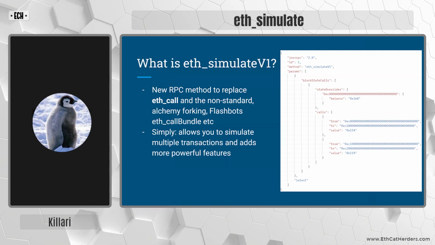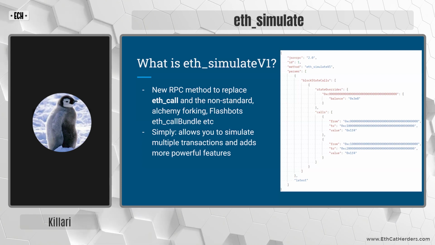There are a couple of other ways of doing this, like Alchemy forking methods or Flashbots' ETH call bundle. And the biggest limitation of those is that they are not standardized. So the main purpose of ETH Simulate is that it would be included in all of the major clients. At the moment, we are working with Nethermind and Geth on this.